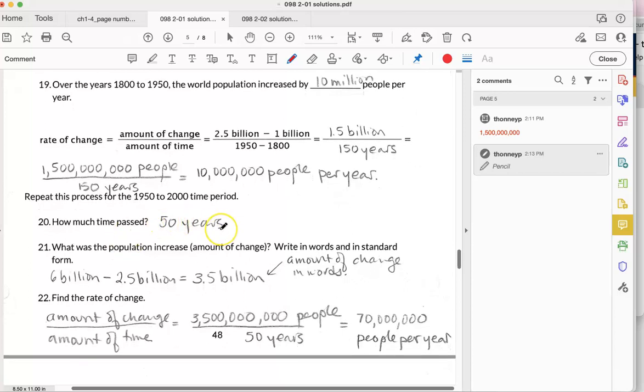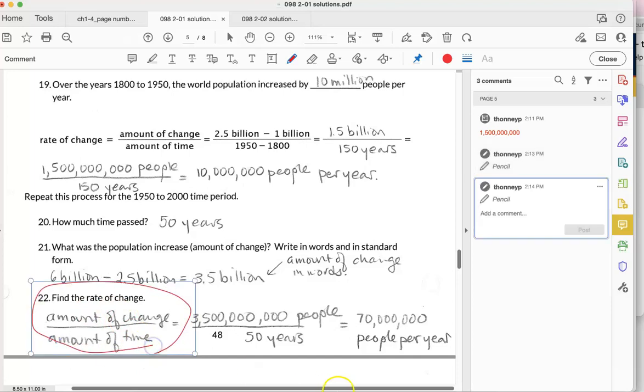50 years passed, and when we subtract these two, we get 3.5 billion, which I wrote in standard form down here. So take amount of change over amount of time. And this should be something that you put on your notes sheet. So amount of change over amount of time, there's an increase of 70 million people per year in the second part of that graph. So 10 million people every year. Now we're averaging about 70 million new people every year. So that's pretty dramatic.